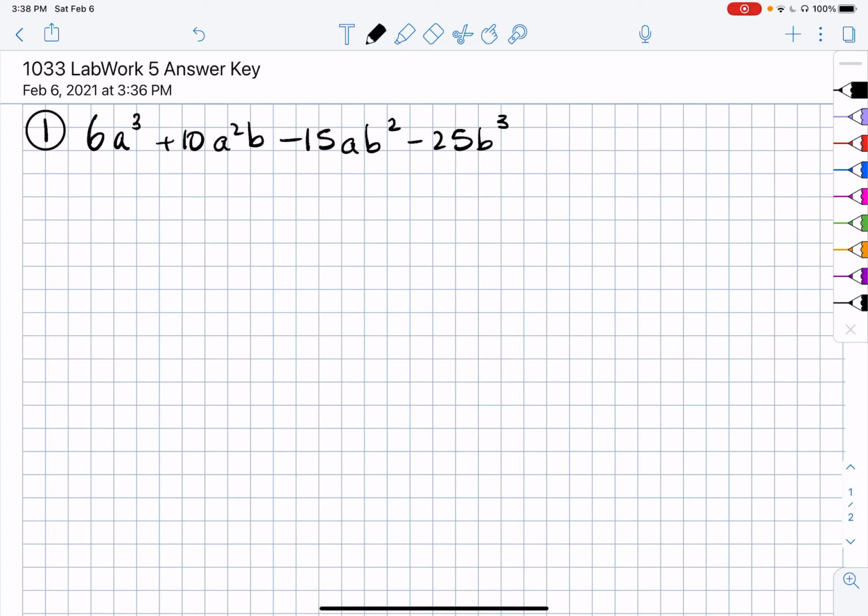All right. So on to number 4. Number 4. This is the one that everybody has an issue with. So I'm going to have 8 times a plus 6 squared plus 28 times a plus 6 plus 20. Okay? All right.